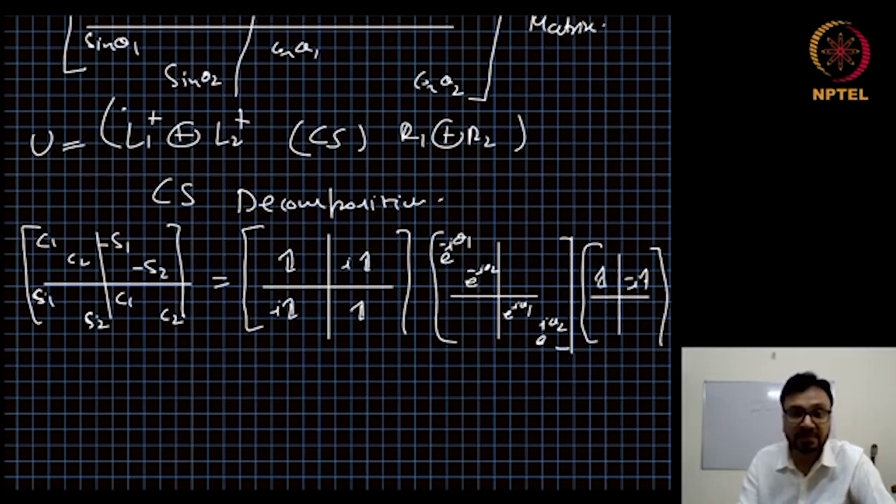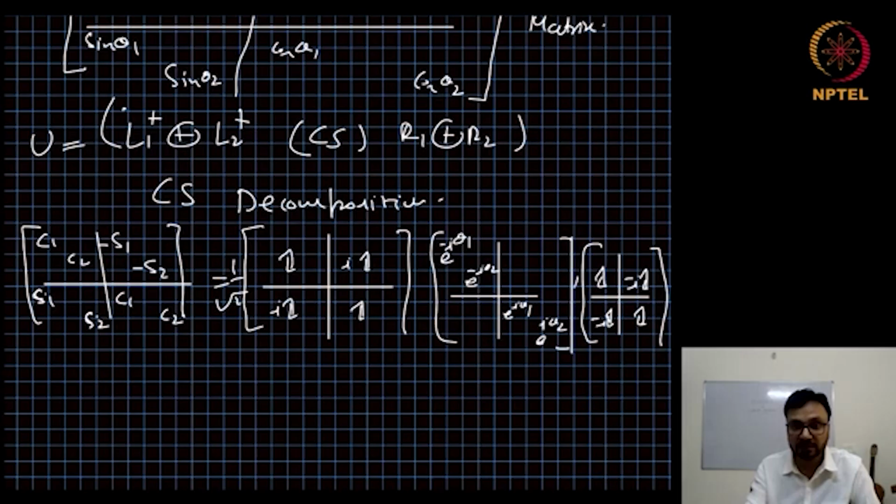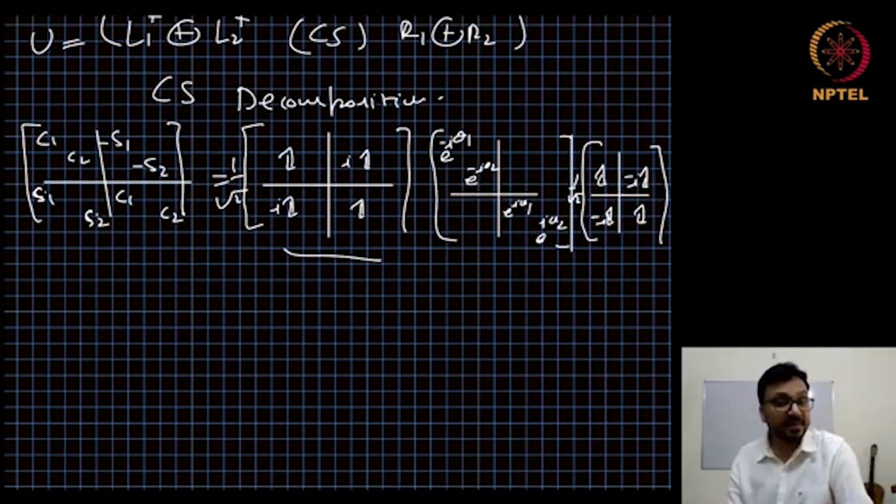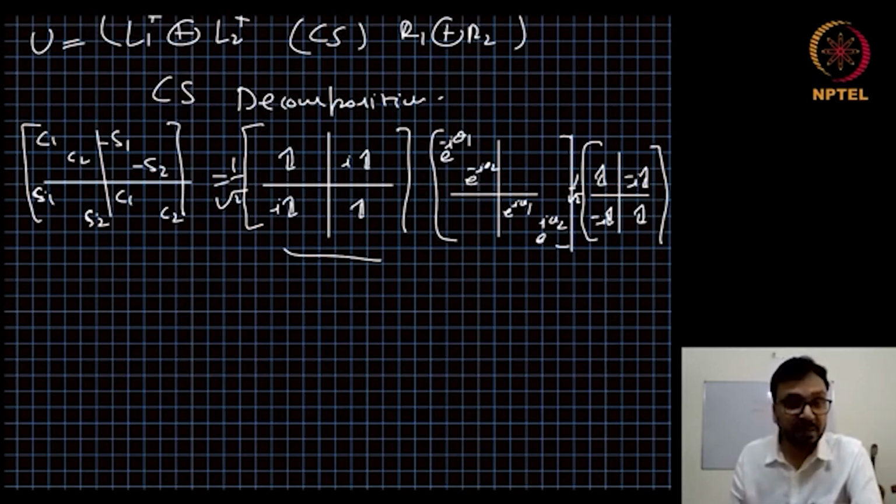Identity minus I times identity minus I times identity and identity. There is 1 over root 2 here and 1 over root 2 here. So we can decompose this CS matrix into a matrix without thetas, a phase matrix, and a matrix without thetas. What we have done here so far is decompose this CS matrix of diagonals into a matrix without any phase information theta and a diagonal matrix having the information about phases.